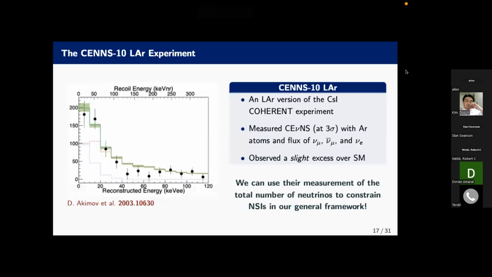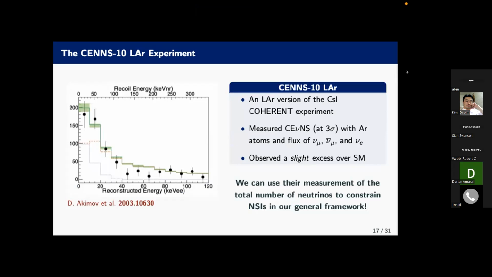So firstly, XENONnT. The way we do this analysis is we take, so here's the measurement of the spectrum. We essentially just take the data that they observe and we compare it to the spectrum that we would expect with NSIs. That's it. And the point of this is that we want to embed it with our parameterization. So we're going to vary our new angle phi and see how these limits vary.